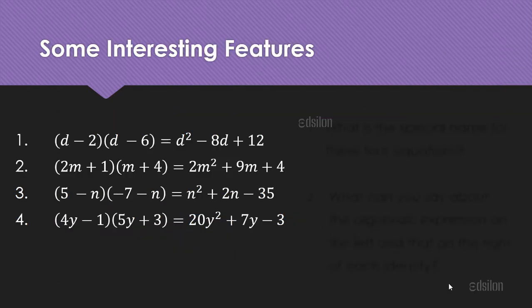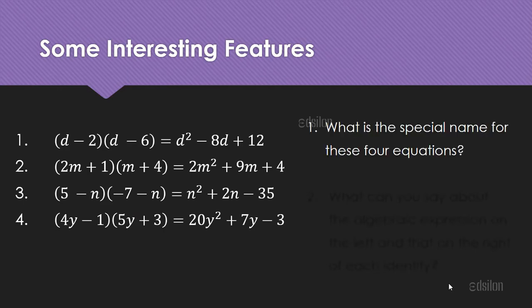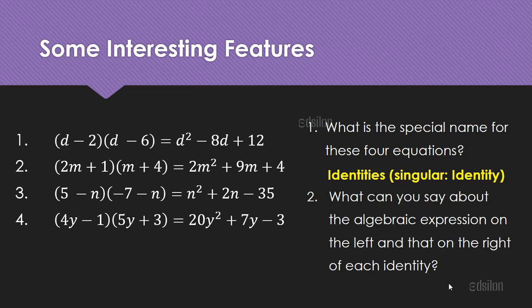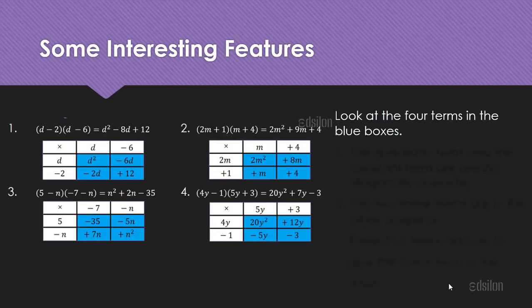We shall now take a look at some interesting features in the answers. What is the special name for these four equations? They are called identities. What can you say about the algebraic expression on the left and the algebraic expression on the right of each identity? They are equivalent. Let me draw your attention to the four terms in the blue boxes now. Do you observe anything interesting? Pause the video now to examine the four terms.